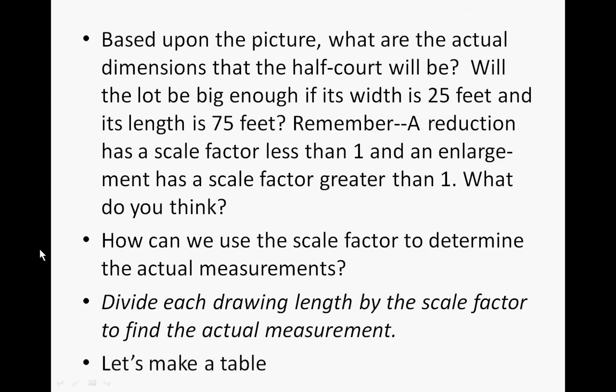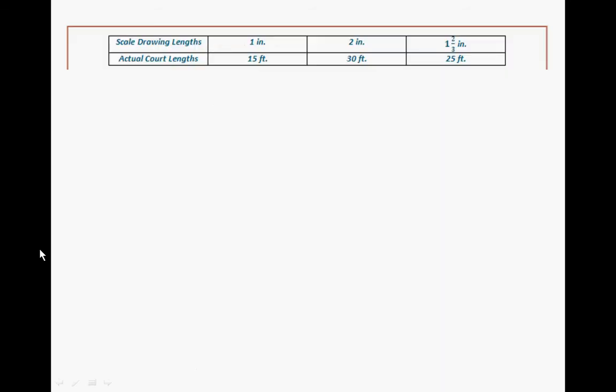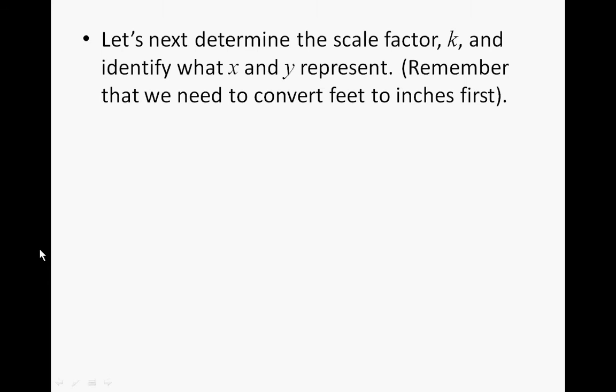So we're going to start off by making a table. So here's what your table should look like. If the scale drawing lengths are 1 inch, 2 inches, and 1 2/3 inches, then how is that going to equate to actual court lengths? Well, it's going to be 15 feet, 30 feet, and 25 feet. So let's next determine the scale factor, K, which again is also the unit rate, and identify what X and Y represent. Remember, we're going to need to convert feet to inches first.